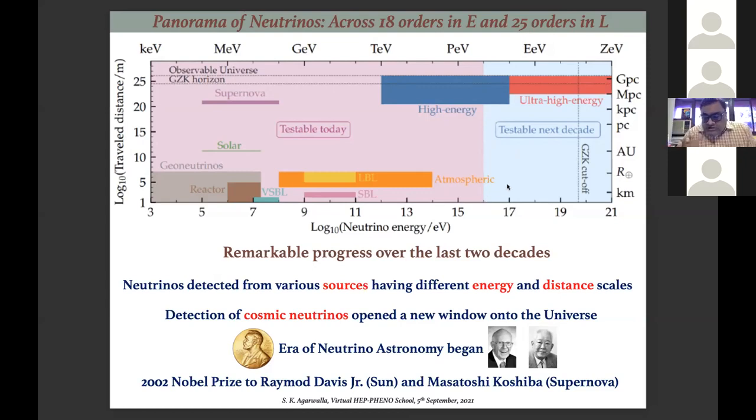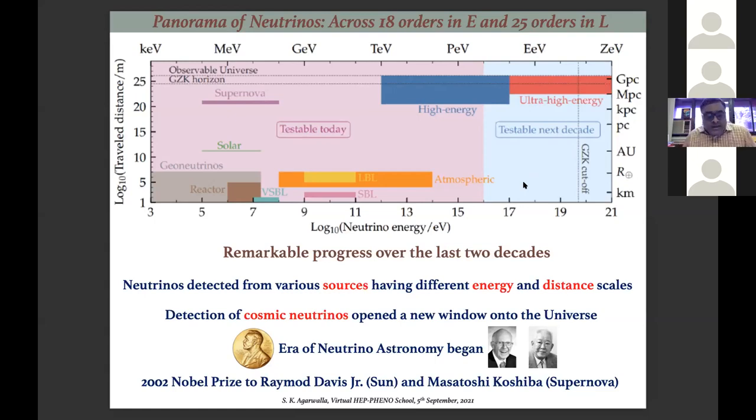And if you go towards the right, in this cyan band, we expect that we'll be able to see neutrinos in coming years, thanks to the big neutrino telescopes like IceCube or KM3NeT in the Mediterranean Sea, or IceCube Generation 2, a future upgrade of IceCube. We hope that those telescopes will also be able to detect neutrinos at these very high energies. Okay, so the summary is that we have made remarkable progress. We have been able to detect neutrinos from various sources having different energy and distance scales.